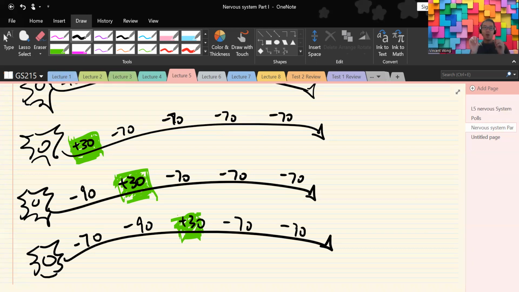But the key thing is only one section goes ding at a time, right? Only one section is going to be experiencing the action potential at a time, while the rest of it will still be at rest. And then the previous section will be busy resetting itself back to minus 70. So there you have it. That is the action potential.